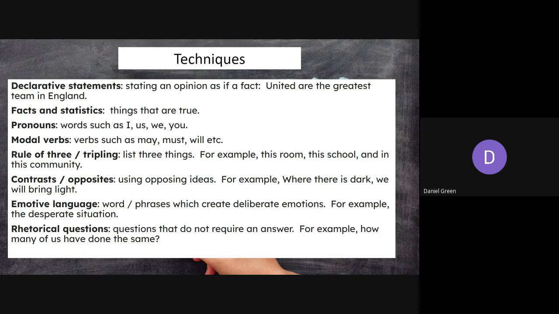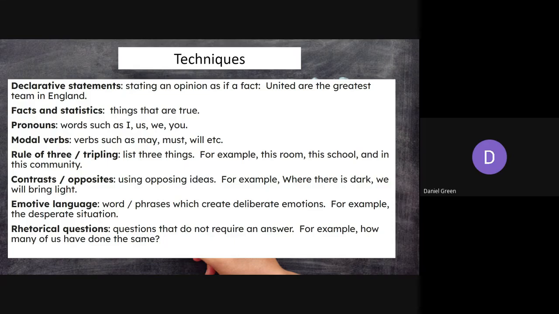So if I showed you some of the ones you would have learned going through school, declarative statements, so stating an opinion as if it's a fact. I don't follow football at all. I've just got an example there. United are the greatest team in England. I'm going to have very many disagreements with people over that, I suppose, but I just don't care.